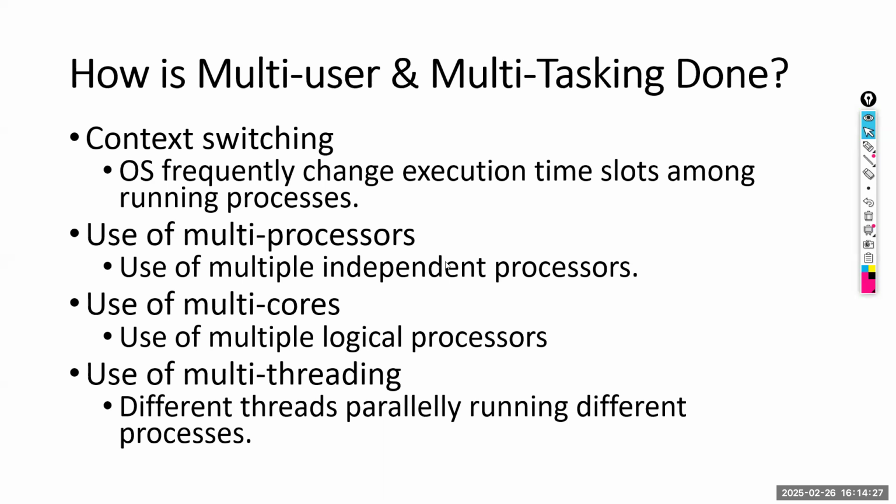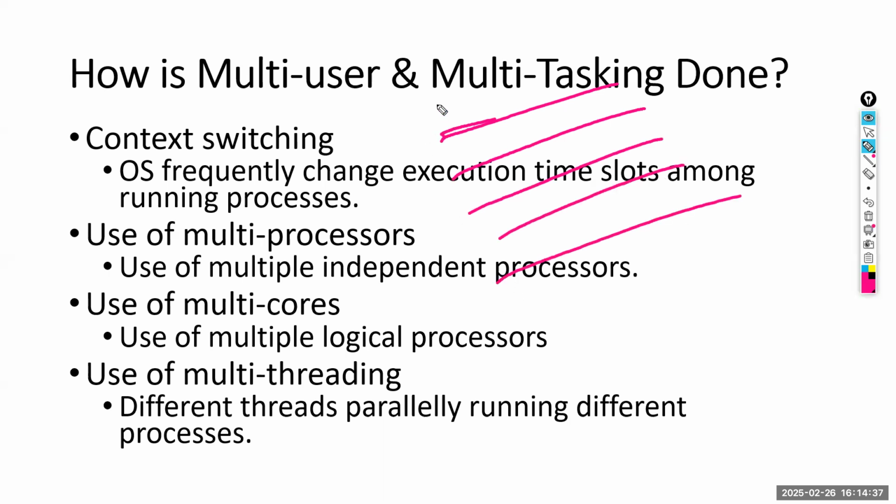So then forget about multi-user. What about multi-task or multi-process? That means different programs are running in parallel. For example, right now Zoom is running, PowerPoint is running, Firefox is running, and so on. So how does it happen?